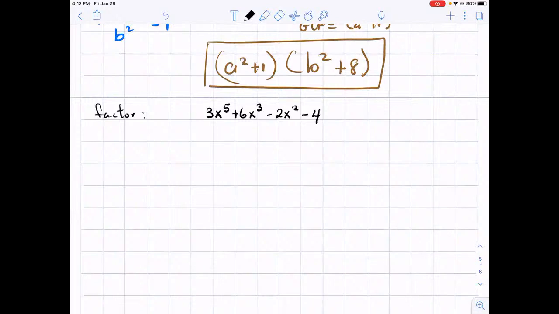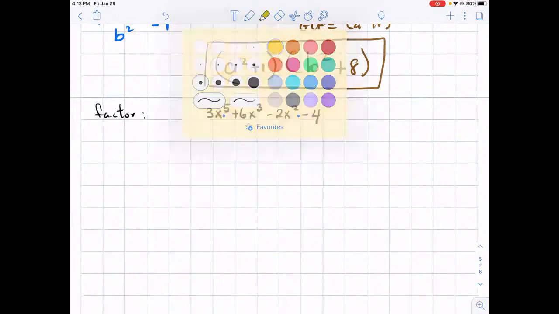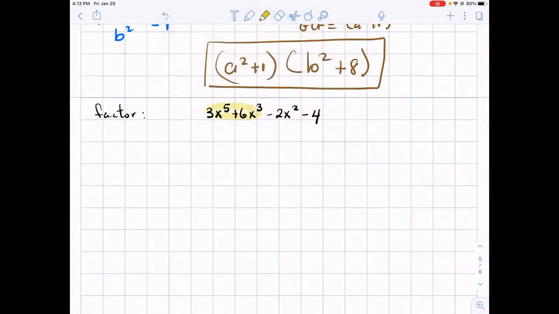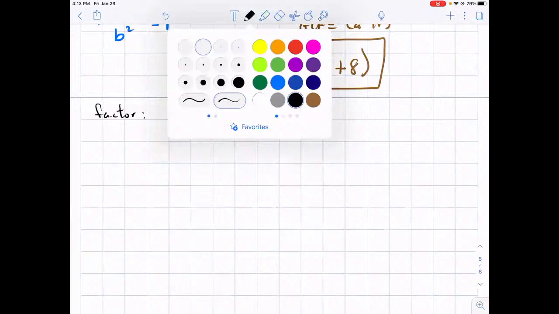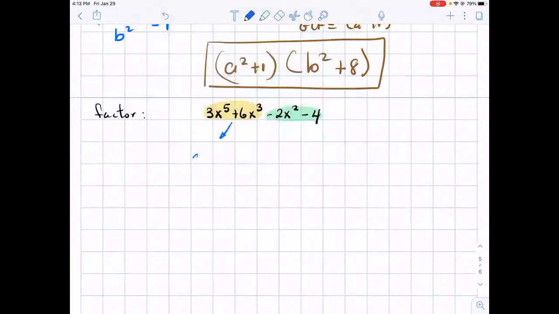But let's see what happens. What happens if we break this up into 2 parts? If we take this portion first as one polynomial, and then what happens if we take this portion as our other polynomial? So what do we have as the GCF for this polynomial? Well, we do have a 3, and since they both have x's, we take the one with the lowest power, which is x cubed. So if we factor out 3x cubed, what do we have left? That should give us x squared plus 2.